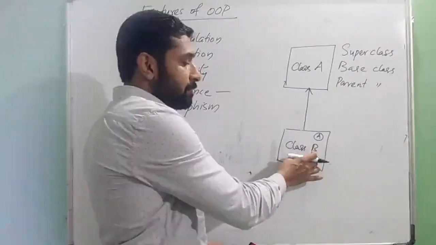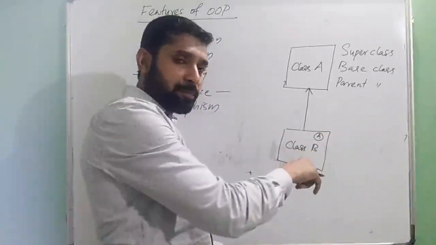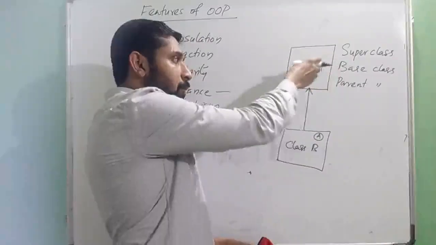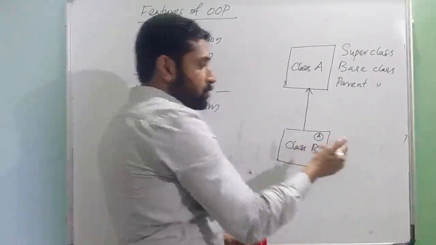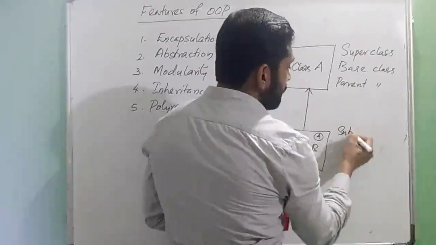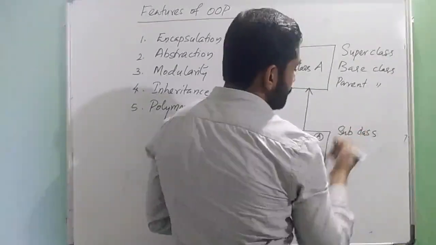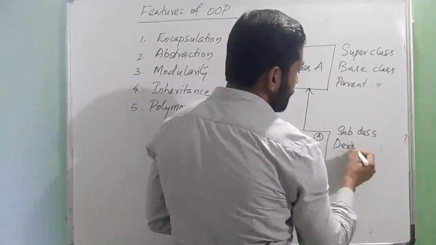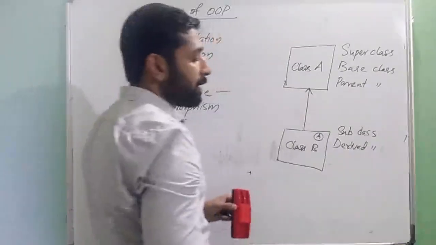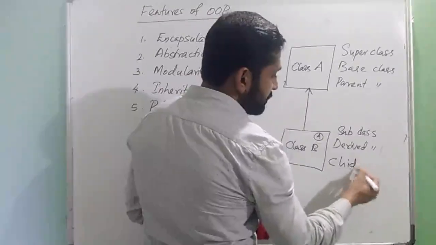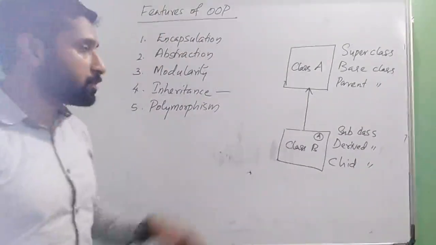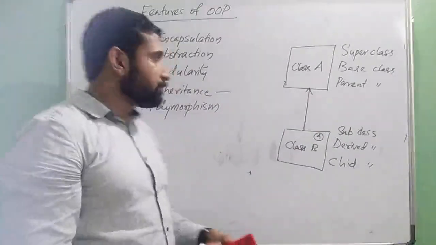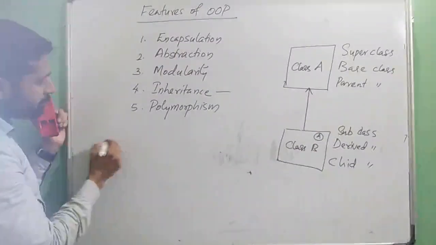And class B is the class we are going to create newly and has the properties of A. We are inheriting the properties of A to B. So this is called a subclass or derived class, or child class. So this process is called inheritance.